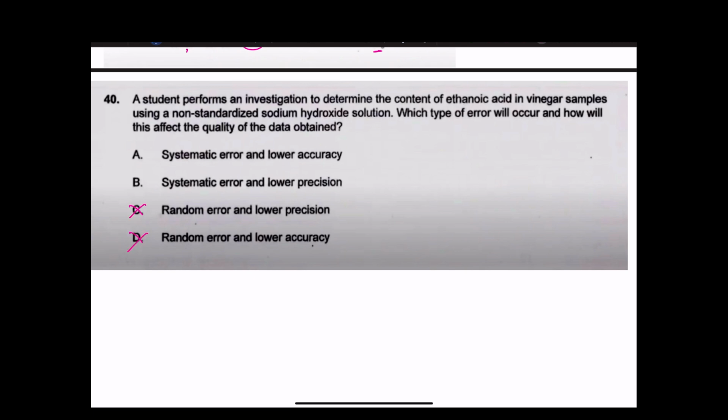But if someone is performing the experiment properly, this experiment will have high precision. Okay, but the accuracy will be low because there is already an error in the experiment. So from this I can say A is the right answer. So systematic error because the concentration is not known, right? And it will have higher precision if the experiment is performed properly. And the accuracy will be low because of this existing error.